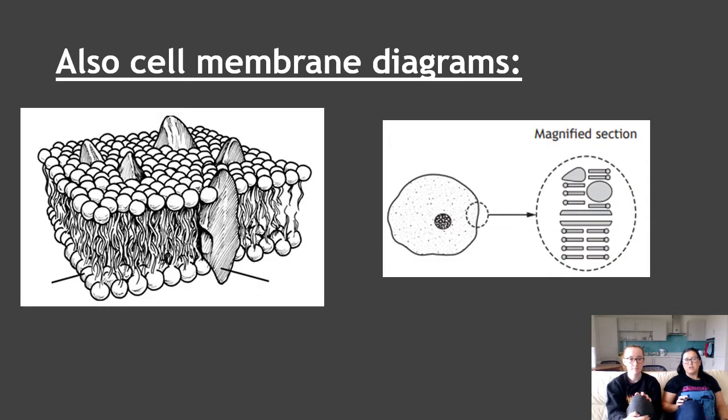Okay, these are also cell membrane diagrams. Now, cell membrane diagrams are never the same twice with the SQA. So you can see the one on the left, you've got a protein very clearly blobbing in the middle of all the phospholipids.